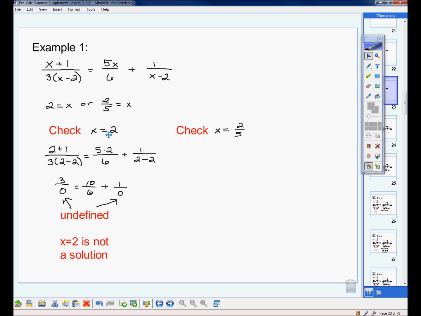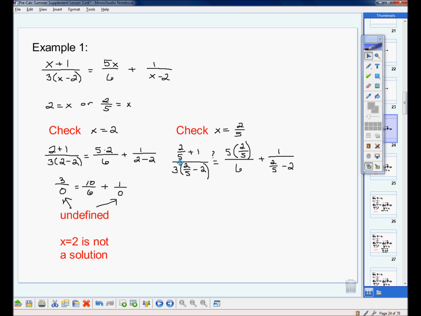So x equals 2, we did all of our work correctly, but x equals 2 is not a solution to this problem. It gives you undefined denominators in the original rational expressions, so we can't have that. So x equals 2 is a fake. Now let's check x equals 2/5. So we're going to go back and plug 2/5 into wherever these x's are. And we're trying to check to see, do these things equal each other?